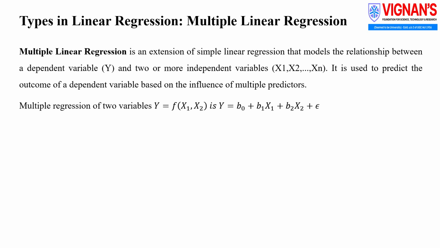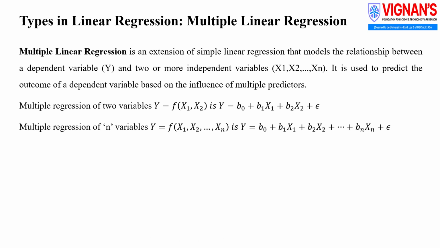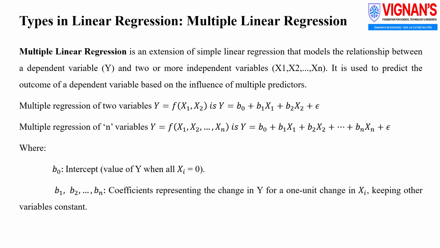For n independent variables, the general form becomes f of x1, x2, up to xn equals the sum of the y-intercept and the terms for n variables, with an error term. Here, b0 represents the intercept, which is the value of y when all input variables are 0. The coefficients b1 to bn indicate how much y changes for a one-unit change in each variable, while keeping the others constant. The error term captures the error or variation not explained by the model.